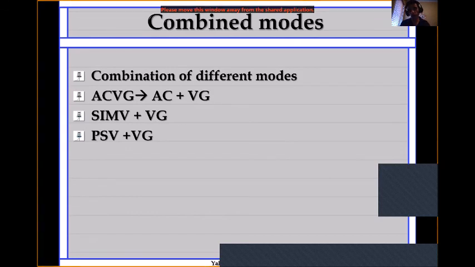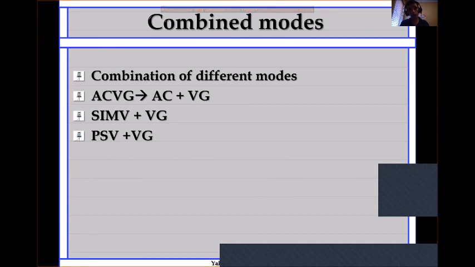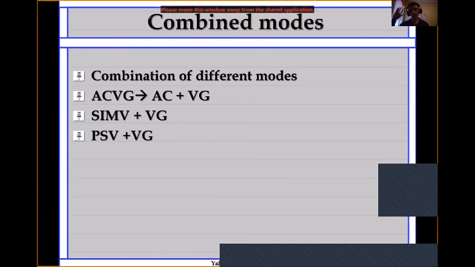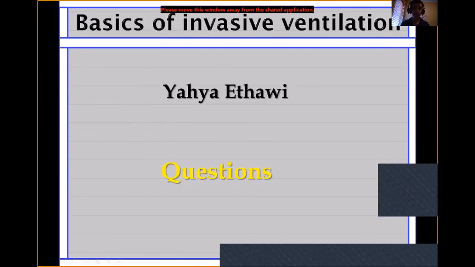But sometimes you can also use PSV with a backup rate. So PSV plus AC or PSV plus SIMV. And even sometimes you can combine high frequency with conventional. It's not our talk today on high frequency, but you can use high frequency with a backup rate of conventional. I know it's tough.